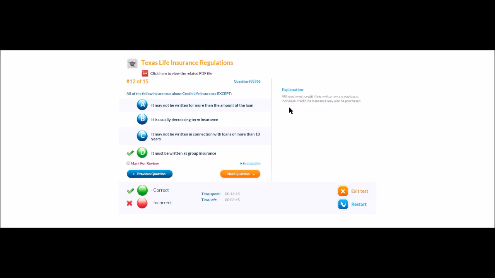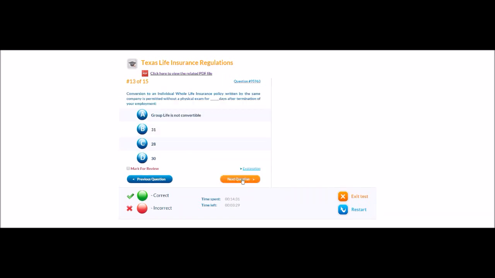Although most credit life is written on a group basis, individual credit life insurance may also be purchased. Okay, the correct answer here is it must be written as a group insurance. Number 13.